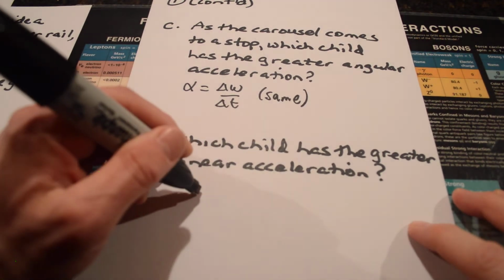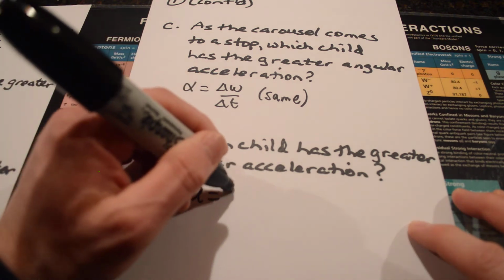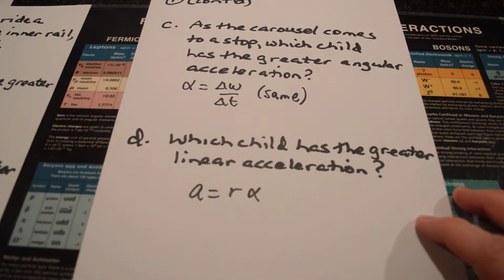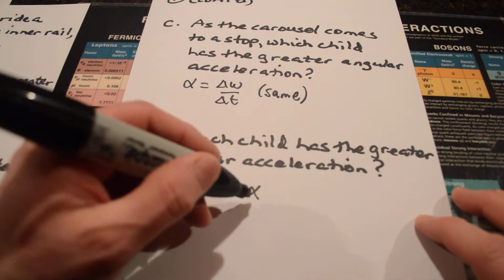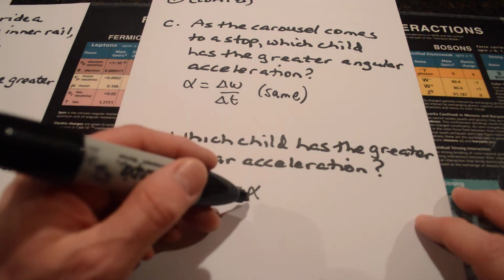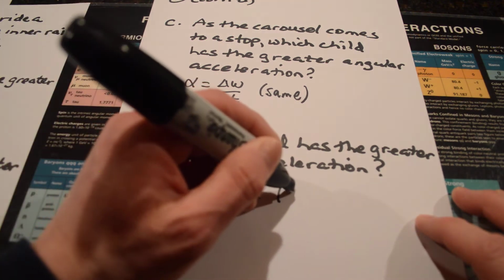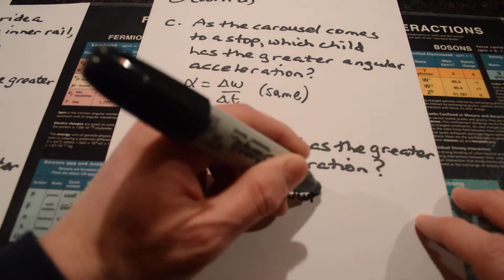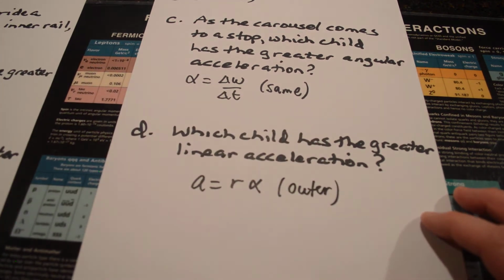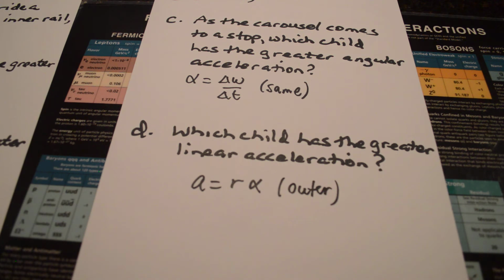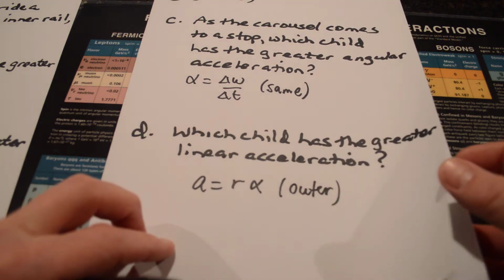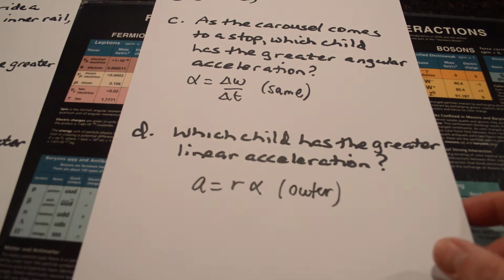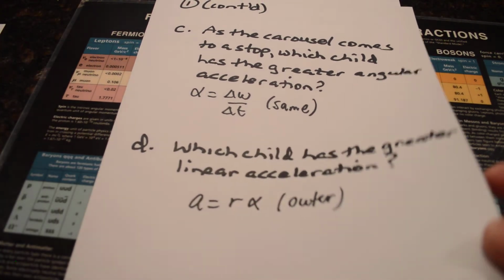Well, the linear acceleration is equal to r times the angular acceleration. But as you go out to a greater r, even though you have the same angular acceleration, you're going to have a greater linear acceleration. So we're going to again say on the outer rail, you're going to have the greater linear speed and the greater linear acceleration. But the angular speeds and angular accelerations are going to be the same. Okay? So that's that question.